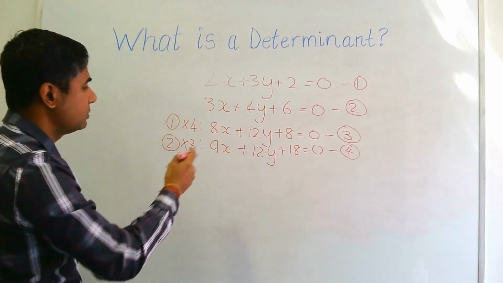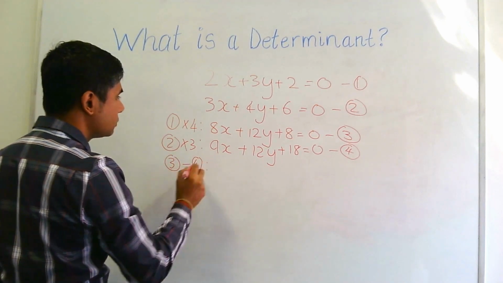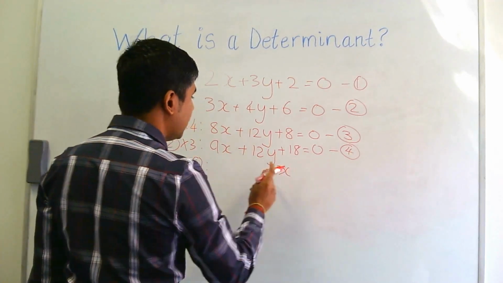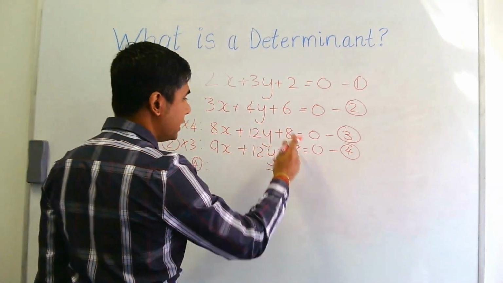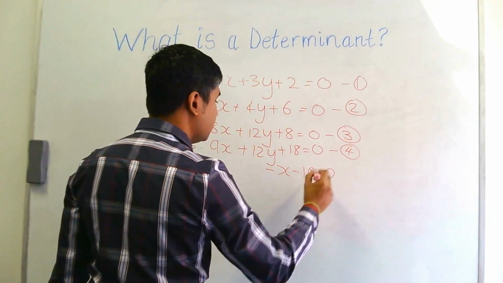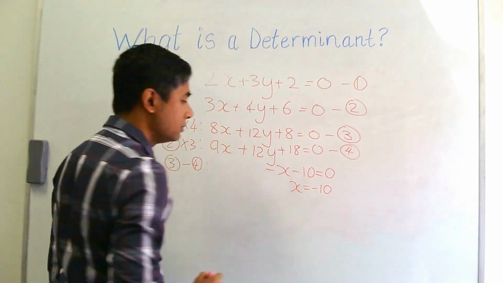How we would now proceed is by eliminating the variable y, and we would take equation 3 minus equation 4. So 8x minus 9x is just minus x, and 12y minus 12y is 0. And then 8 minus 18 is minus 10. That's equal to 0. So we can see that x is equal to minus 10.